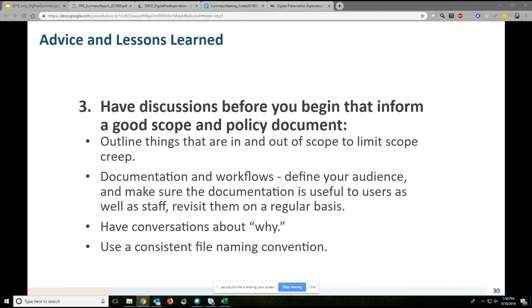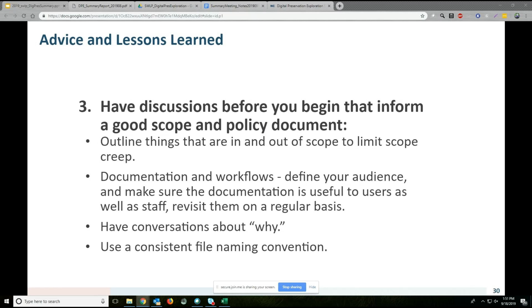The third one is have discussions before you begin that inform a good scope and policy document. So in other words, make the effort to plan early on, because that'll save you a lot of trouble. Connected to that is the concept of outlining things that are in and out of scope to limit scope creep and have something to refer back to when you have questions about why you're not saving this thing or why this isn't in the preservation. Having that outlined and talked about and understood, revisiting that often and treating it like a living document, can really help you define what your goals are and what you're working on and why it matters.